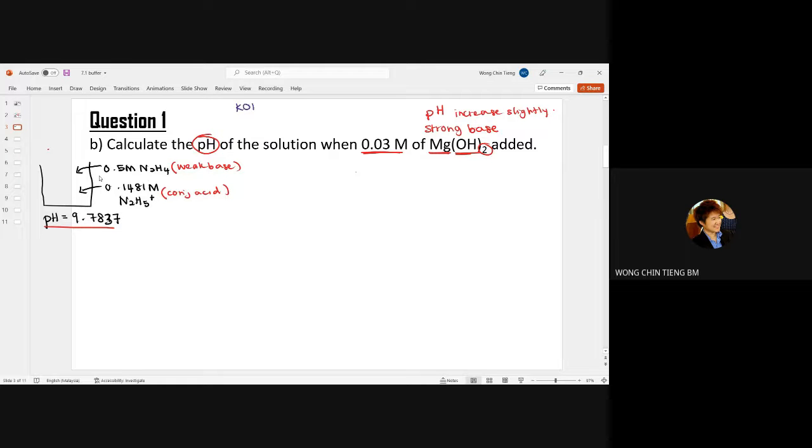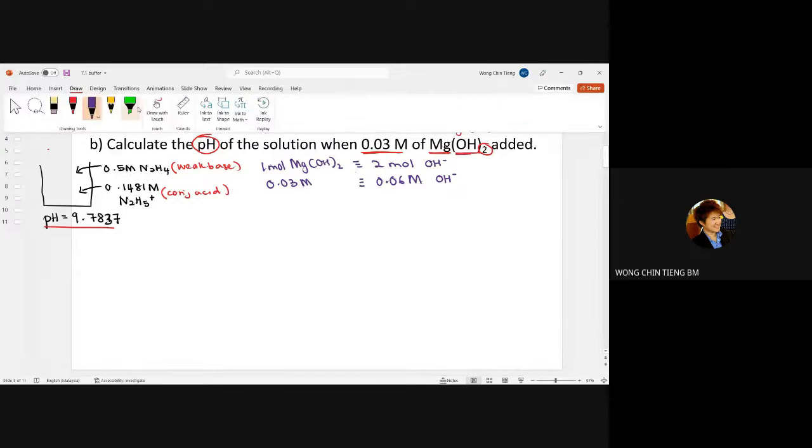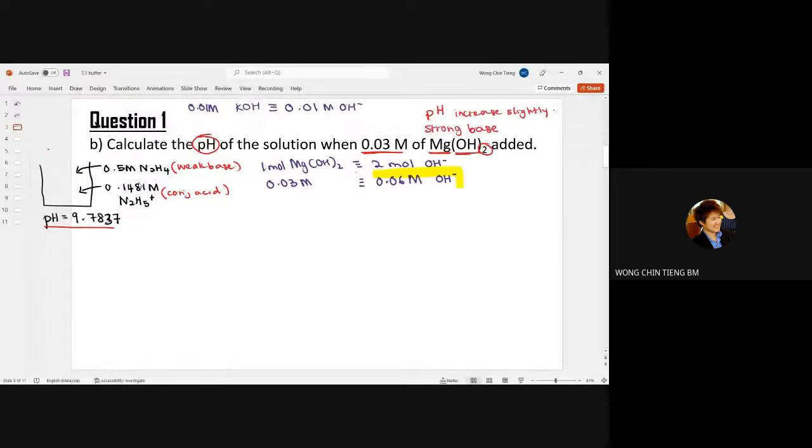Contoh ya, kalau KOH. Kalau Miss Wong kata 0.01 molar of KOH, that will equal 0.01 molar of our OH minus. Betul? Dia 1:1. Tapi isu dia sekarang adalah in my Mg(OH)2, I will produce 2 mole of my OH minus. That is the problem. Okay? So when I have 1 mole of magnesium hydroxide, I will form 2 mole of OH minus. So right now, 0.03 molar of magnesium hydroxide will produce 0.06 molar of OH minus. And that is one of the differences. Not the only one, to be honest.